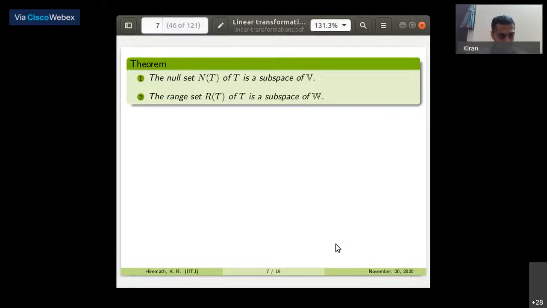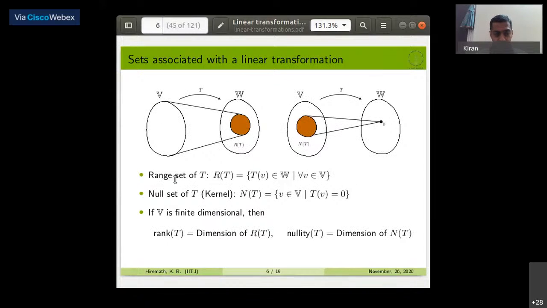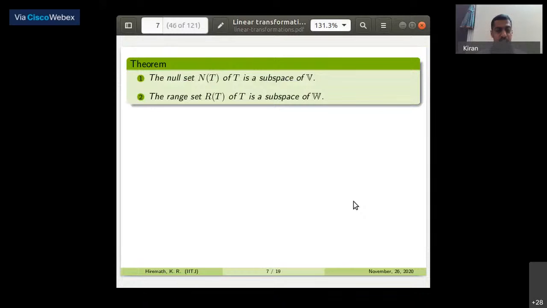So I want to use these two examples to see how we can use proof as a demonstration of synthesis. It means that we know the individual facts and we need to combine them to come up with a deeper observation which is not immediately available. Look at this range of T, null set of T. These definitions are just looking at things but not observing them. When you observe them, you will say that these are not just sets but subspaces.